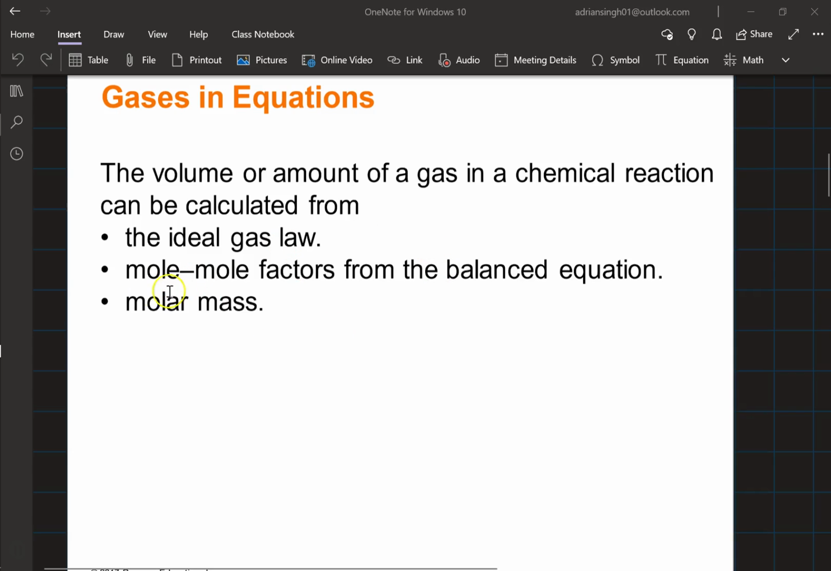So it's really going to be important, as with any chemical equation, that it's balanced first of all, and then we can use those mole to mole factors to solve any problem. And that includes reactions that have gases in them. As a preview, in order to use that balanced equation, we would need to get to moles of a gas.